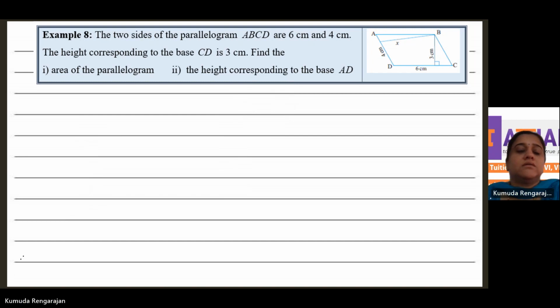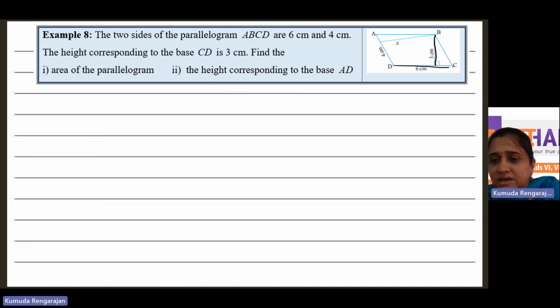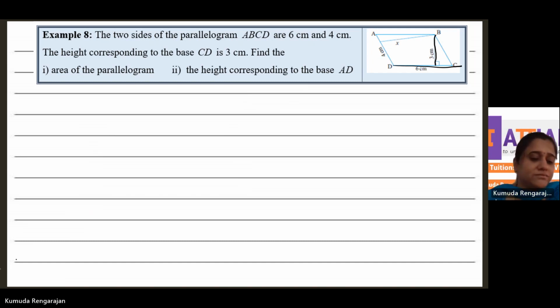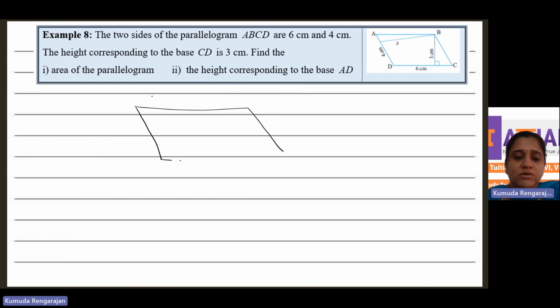All right. So the question is, the height corresponding to the base CD is 3 centimeters. Find the area of the parallelogram and the height corresponding to the base AD. See, the parallelogram is actually this one. This is the parallelogram ABCD.